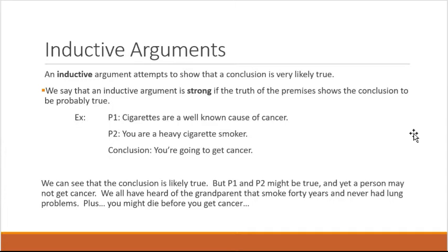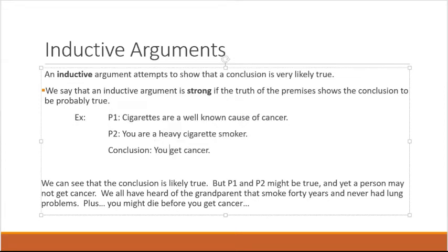Okay, but that's fine. So we say that the inductive argument is strong if the truth of the premises does indeed show that the conclusion is probably true. Here's my example. Premise 1, cigarettes are a well-known cause of cancer. Premise 2, you are a heavy cigarette smoker. Conclusion, you're going to get cancer. Now, what do you make of this argument? I think the conclusion sounds like it's speaking with certainty. So maybe we should change this to you might get cancer. You might get cancer, right? That's probably a better conclusion given these premises.